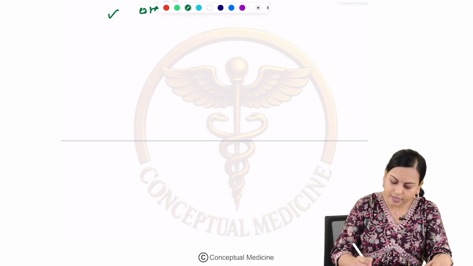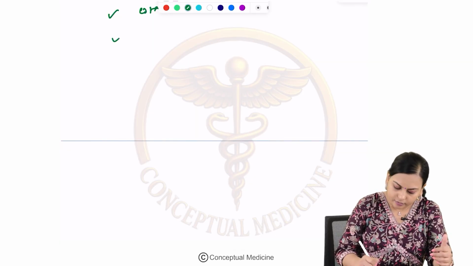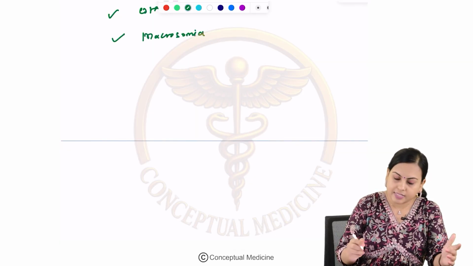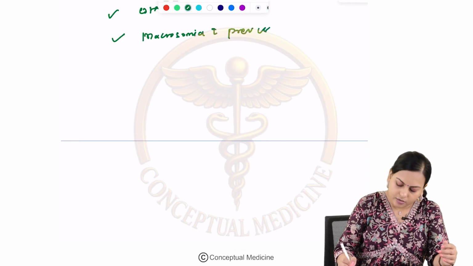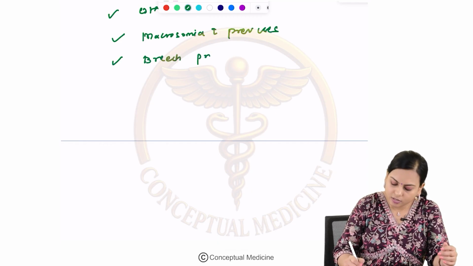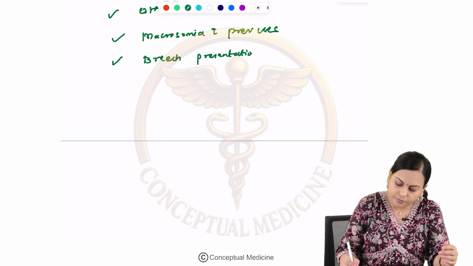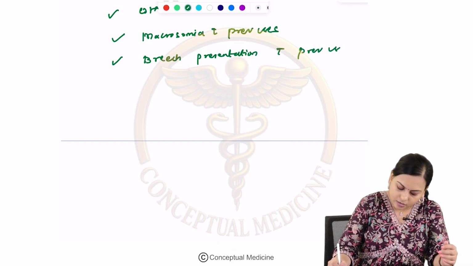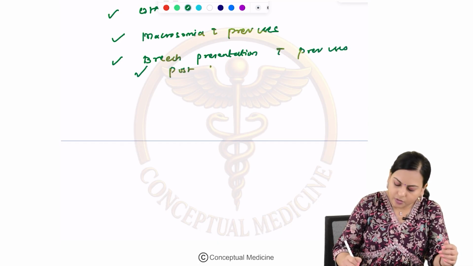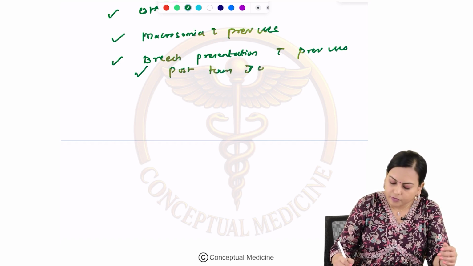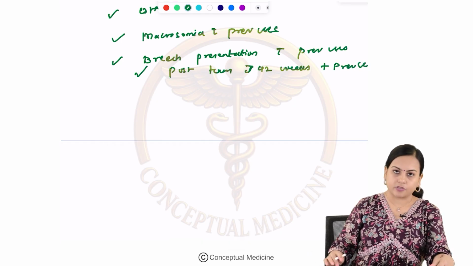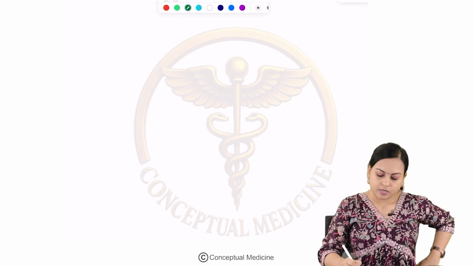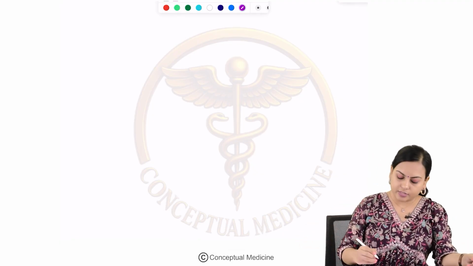Some relative indications we can also keep, like if there is macrosomia with the previous LSCS, then breech presentation with previous LSCS, and also when it is a postdated pregnancy, that is more than 42 weeks, with previous LSCS history. Clear? Right. Next we will see about TOLAC, that is trial of labor after cesarean section.